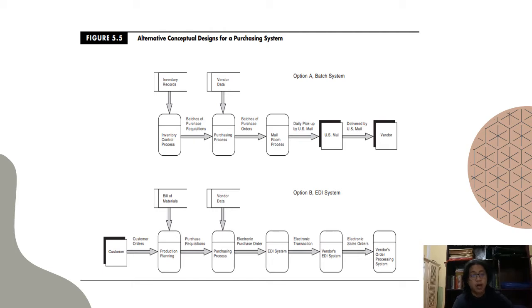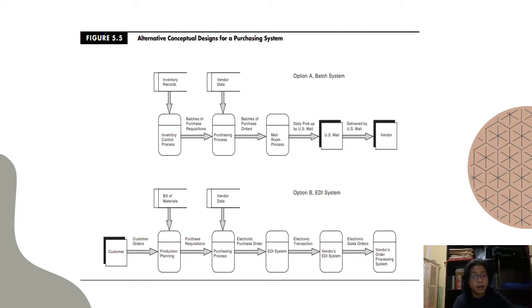In contrast, option B employs EDI technology, and the trigger to this system is a purchase requisition from production planning. The purchases system determines the quantity and the vendor, and then transmits the order online via EDI software to the vendor. Both alternatives have pros and cons. A benefit of option A is its simplicity of design, ease of implementation, and lower demand for systems resources than option B.